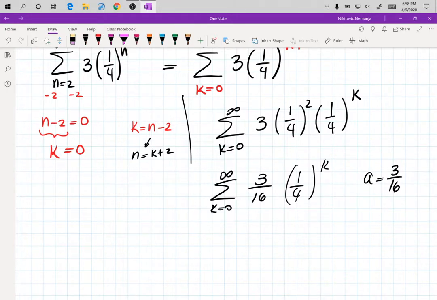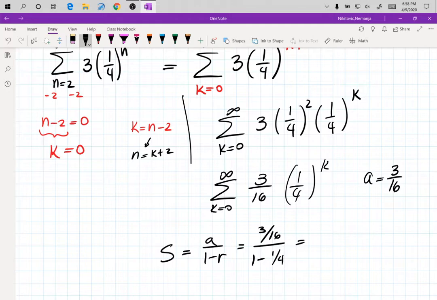So now I can just compute the sum, which is a over 1 minus r. That's 3/16 divided by 1 minus 1/4. I hate writing fractions this way, but such is life. Multiply by 16, top and bottom, to kill the double fraction. And you get 3 over 16 minus 4. That is 3/12, which is 1/4.